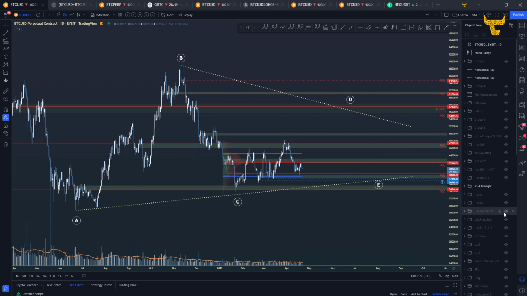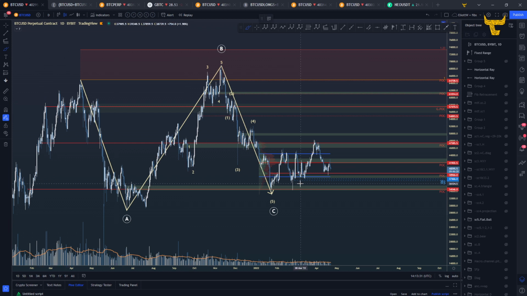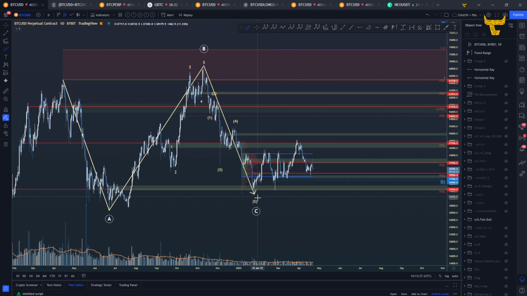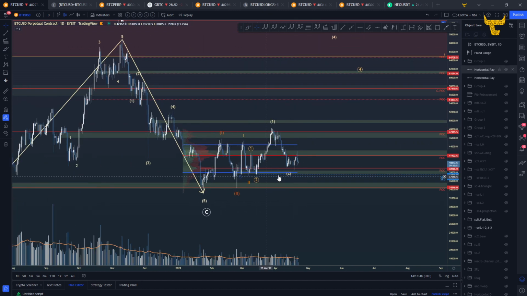We have a few more alternatives. Yeah, scenario 5 is the one that says correction is finished here, and we started the microwave 5 that is going to break the all-time high. This scenario will mean a 1-2-1-2. It will be mostly invalidated if we breach these lows, and again we will need to be able to count this as corrective. It's always possible, but not my favorite one.